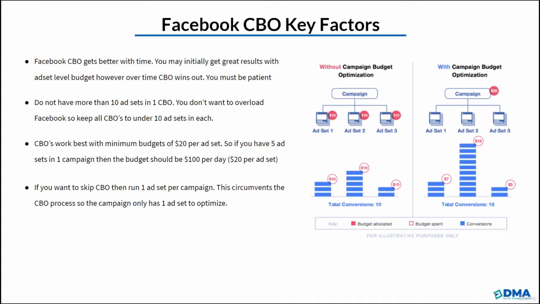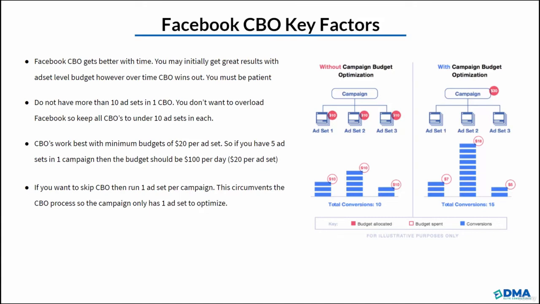And then ultimately, if you want to control the ad set budget every single time, instead of letting Facebook be the one that's distributing the budget accordingly, then you can literally just set up one particular campaign and skip CBO. This allows you to control that campaign budget because you only have one ad set in that particular campaign, right? And so this pretty much circumvents the CBO process.